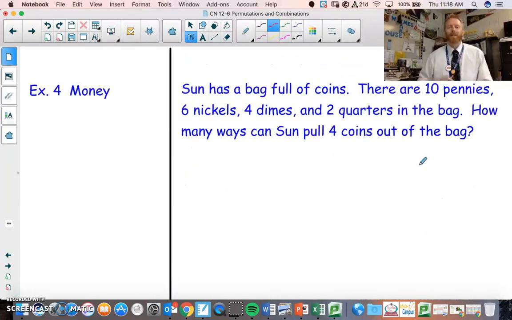We have one more problem I'll ask you guys to do on your own to see if you guys actually understand this permutation combination stuff. And then we'll go over this one when you guys return to class.